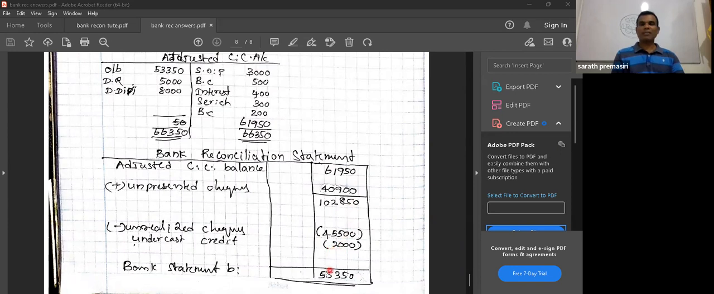The reason is that because of this undercast, this amount, the bank statement balance, is lesser, and then the adjusted bank balance is higher. That is why it should be subtracted. If it is overcast, this amount is higher, so it should be added.